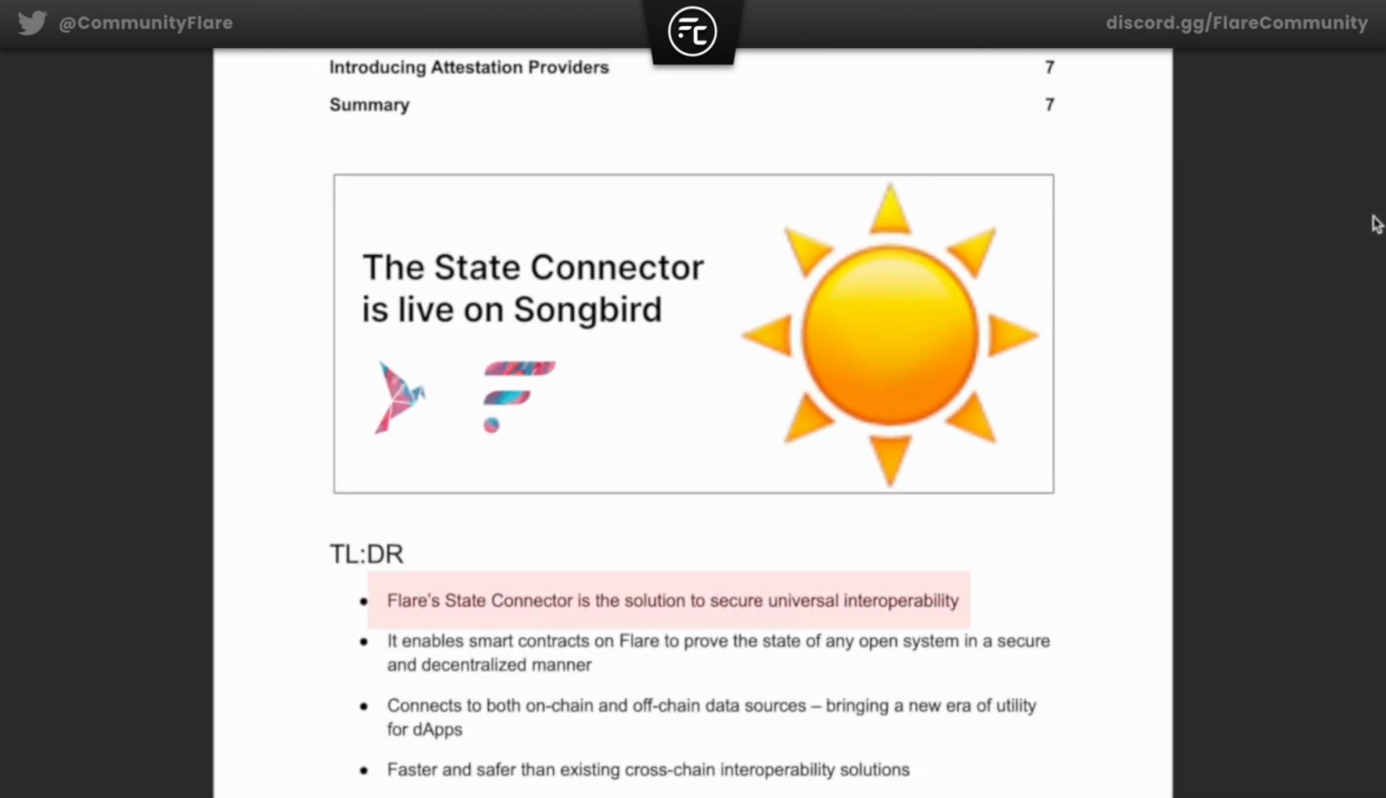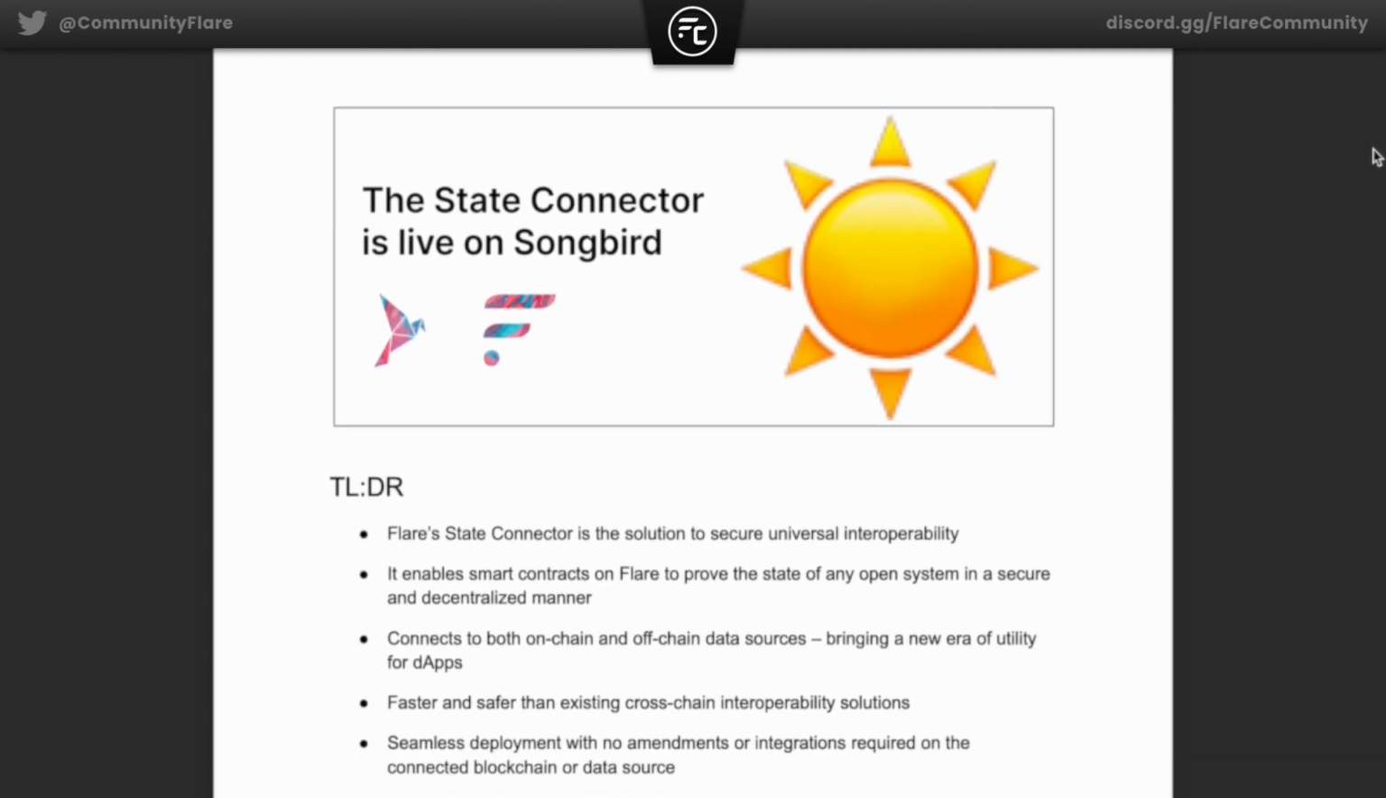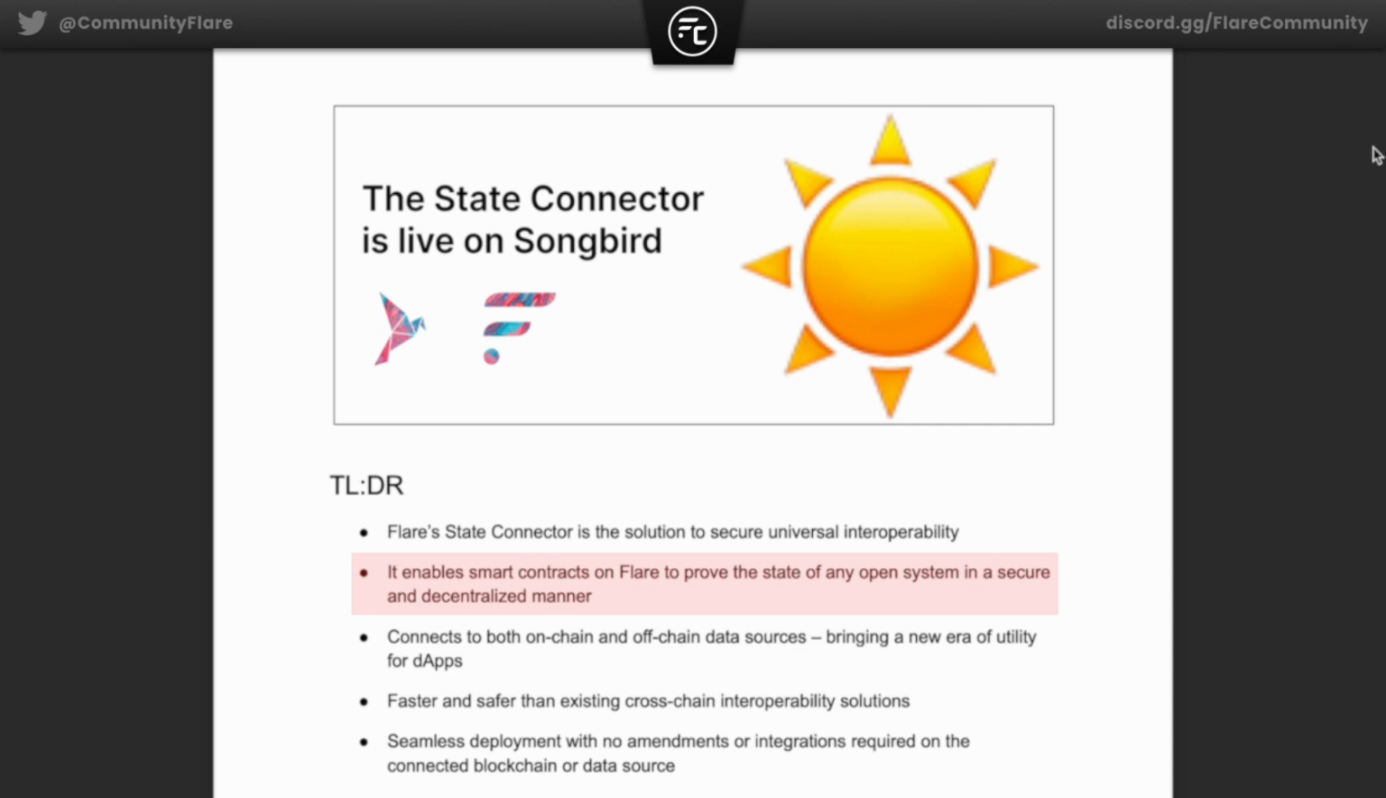Flare's State Connector is the solution to secure universal interoperability. And yes, interoperability is one of the key words that I'm paying attention to in 2022. It enables smart contracts on Flare to prove the state of any open system in a secure and decentralized manner. And I think something that is really important to highlight is any open system.